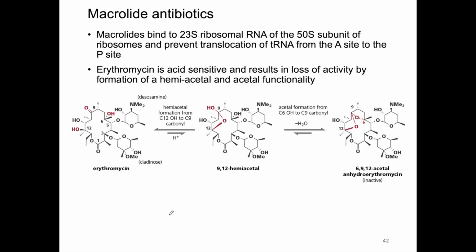Next we have macrolide antibiotics. They also bind the ribosome, and I think I have a slide moving on that shows how they will bind the ribosome. But first, just some examples of the structures of the macrolide antibiotics. So these have a large macrocycle about them with an ester linkage or a lactone functionality. This slide just shows that in an acid environment, erythromycin reacts to form, first of all, this hemiacetal, which then cyclizes to form an acetal, and at this point the drug is inactive and it changes the shape of the molecule sufficiently that it no longer binds the ribosome.